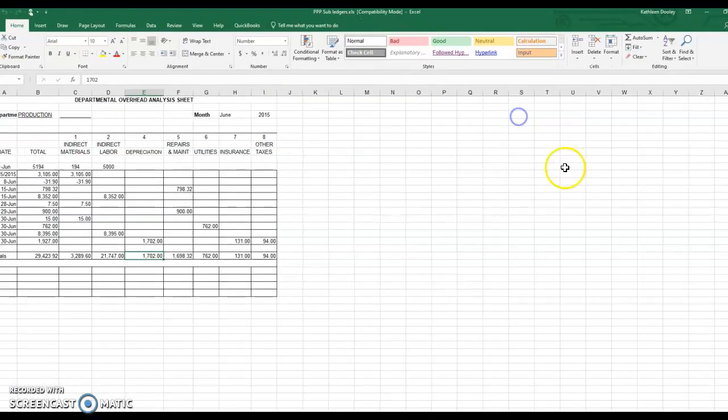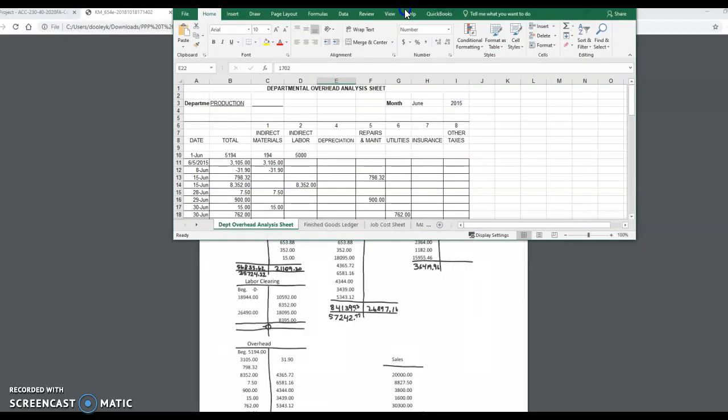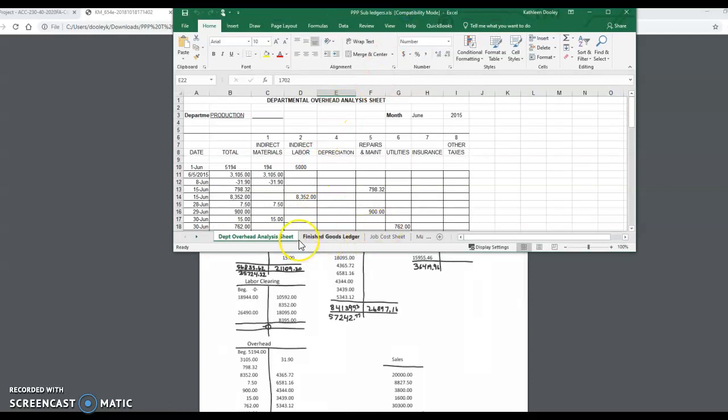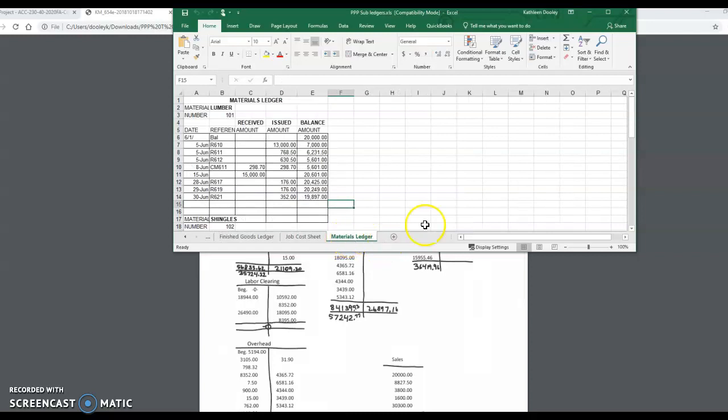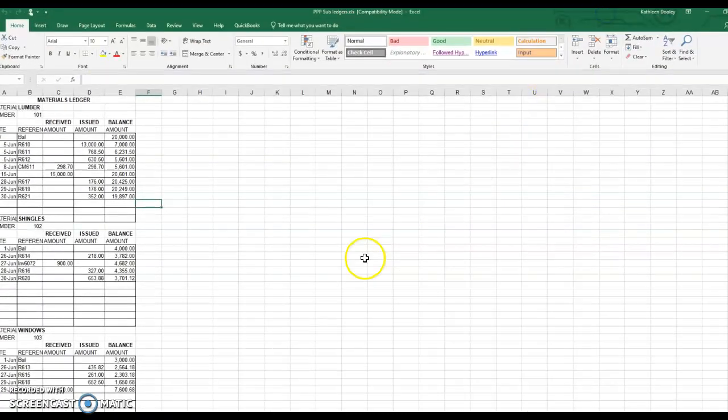Okay, here we have our subsidiary ledgers, and you can see we have the overhead analysis sheet, finished goods ledger, job cost sheets, and this one is the materials ledger. So we'll start with the materials ledger. Okay, and here the first one is lumber.